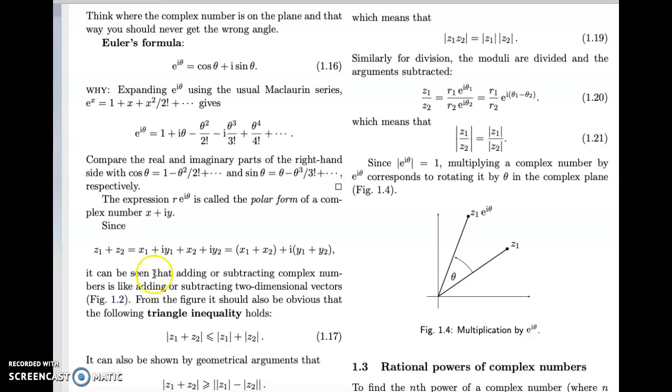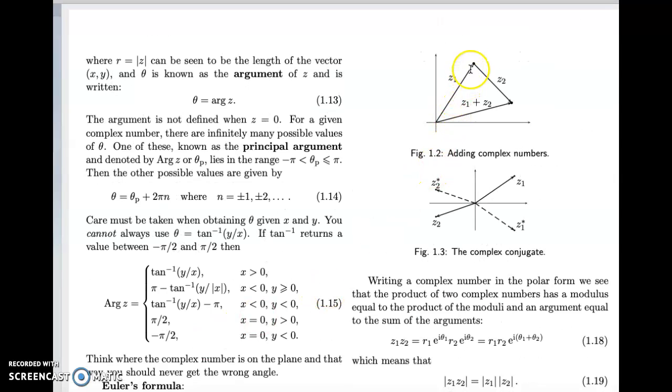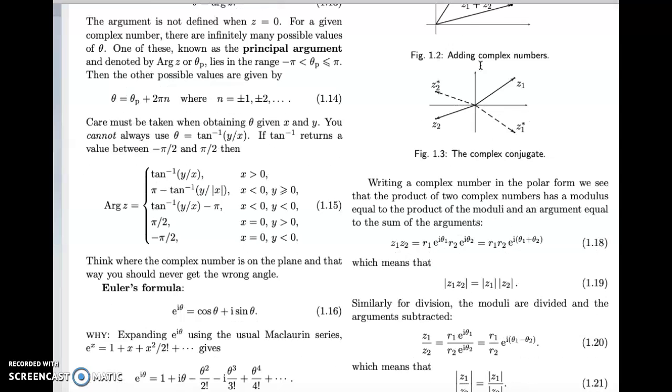So there's a famous triangle inequality, which hopefully is obvious, that when you add two complex numbers, the modulus of the result, z1 plus z2, is always less than or equal to the sum of the lengths of the two complex numbers. This is illustrated here. You've got one complex number, another complex number, add them together, you just add the vectors, and that's what z1 plus z2 looks like. This length here has to be less than or equal to the length of this side and this side of the triangle. So that's why it's called the triangle inequality.